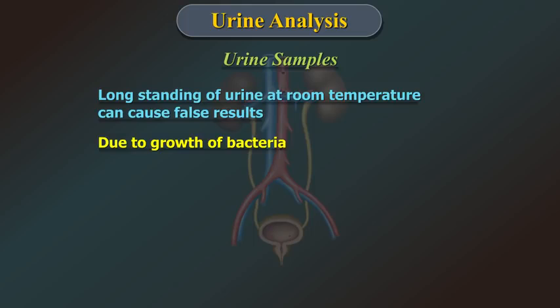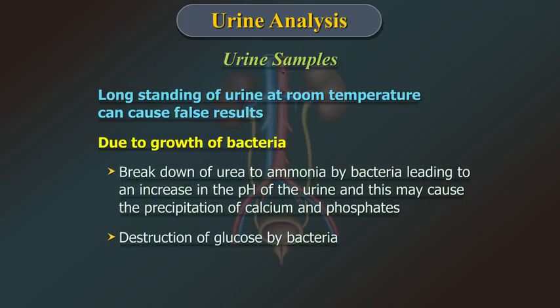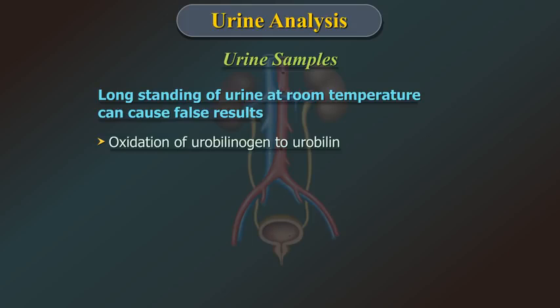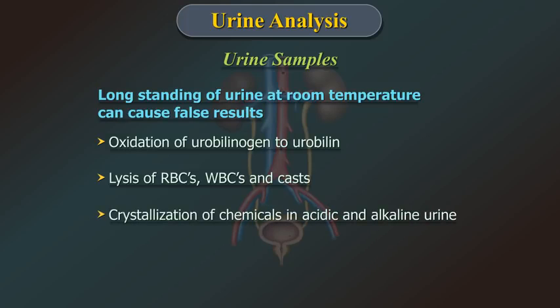Samples can be stored at 2 degrees to 8 degrees centigrade for 24 hours. Long standing of urine sample at room temperature can cause false results due to growth of bacteria, breakdown of urea to ammonia by bacteria, leading to an increase in the pH of the urine, and this may cause the precipitation of calcium and phosphates. Oxidation of urobilinogen to urobilin, destruction of glucose by bacteria, lysis of red blood cells, white blood cells, and casts, crystallization of chemicals in acidic and alkaline urine.